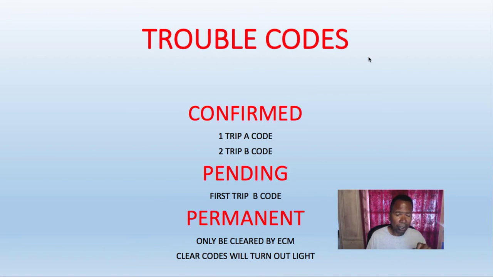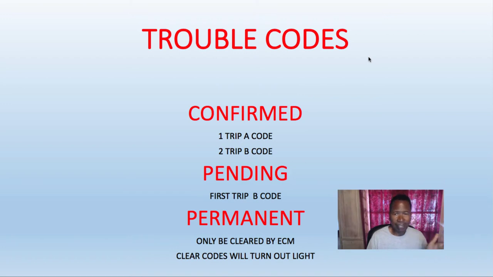A two trip failure, right? It's a type B code. Most codes are type B codes because they have a first pending code. What that means is it will fail the first trip and set a pending code. If the problem reoccurs again, it turns on the light. That's a type B code. And again, most codes are type B.